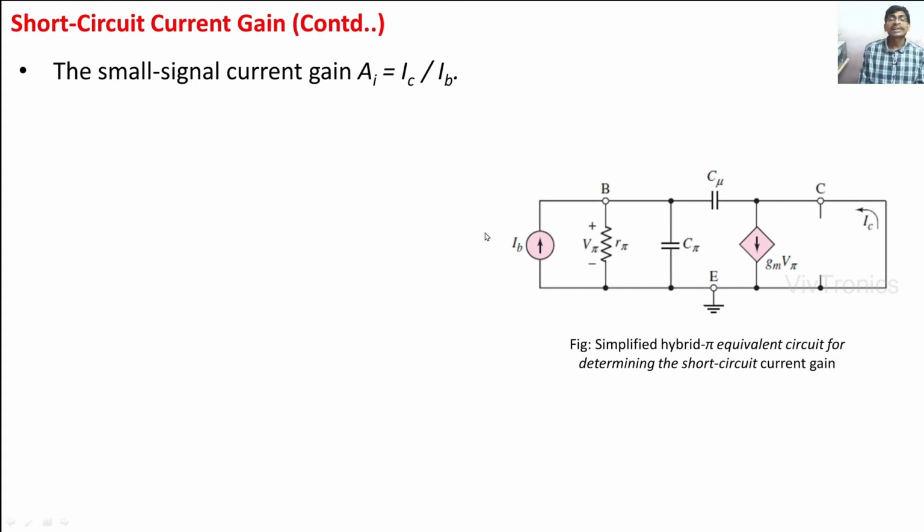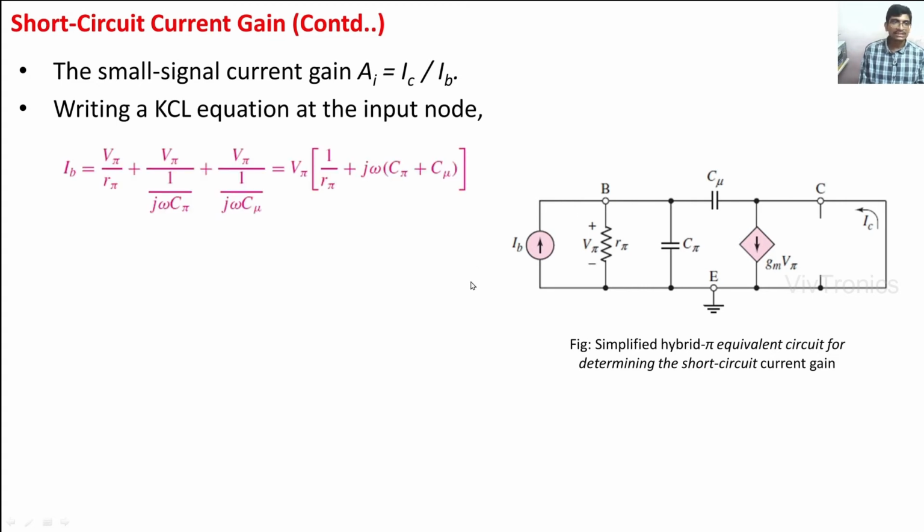The small signal current gain AI can be given as IC divided by IB, where IC is the output current and IB is the input current. Here we are going to write the KCL equation. At node B, the incoming current is IB and the outgoing currents are three currents: one flowing in R pi, another in C pi, and another in C mu. Applying KCL at that node, IB, the incoming current, is equal to the outgoing currents. The voltage at node B is V pi.